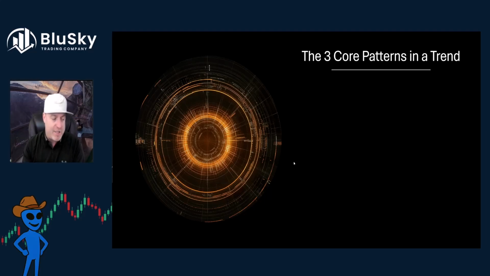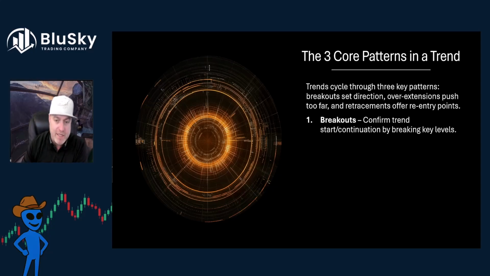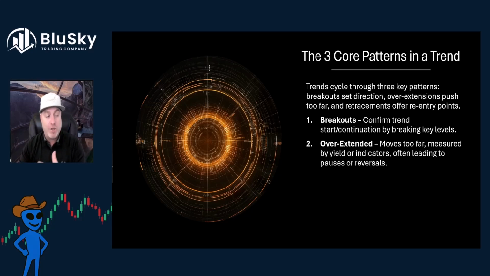Now, within that trend, I navigate it through the 1, 2, 3 pattern. The 1, 2, 3 pattern is basically how I label the pattern development that occurs within an existing trend. There are 3 patterns that make up the hallmark of a trend. You got your breakout, which are your momentum-based patterns. You got your overextension, which is where I just tap on the brakes and don't counter trend overextension.